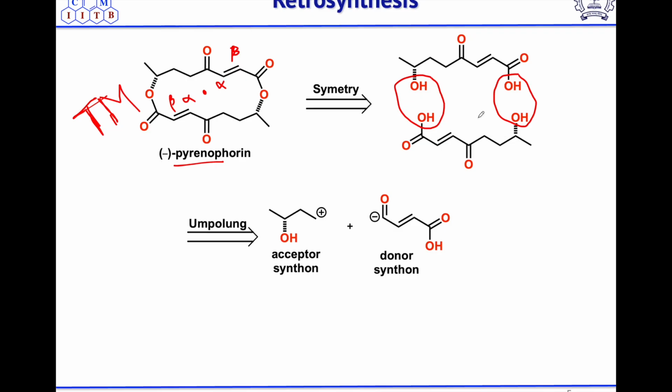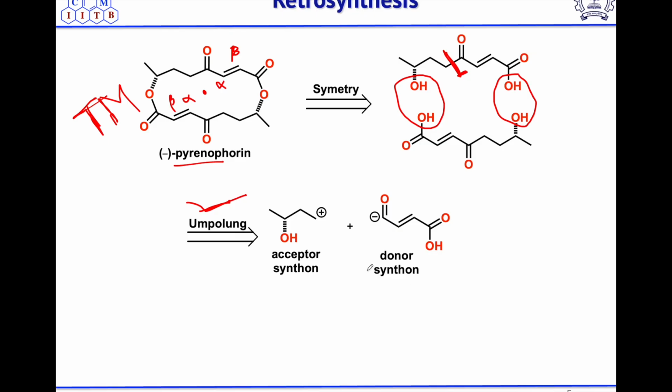So if we think about this C-C disconnection, at that time this carbon we will think of as a positive charge, and this carbon we can think of as a negative charge via umpolung chemistry. So this umpolung chemistry we will apply here, and we can think about this acceptor synthon and this acylium carbanion as a donor synthon.